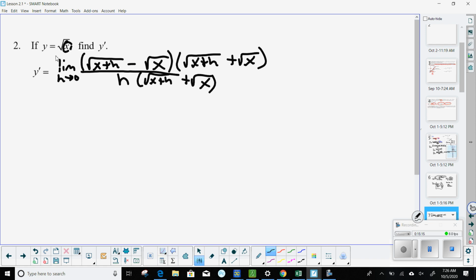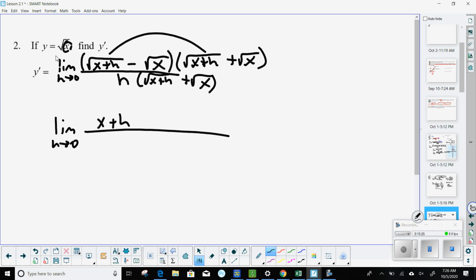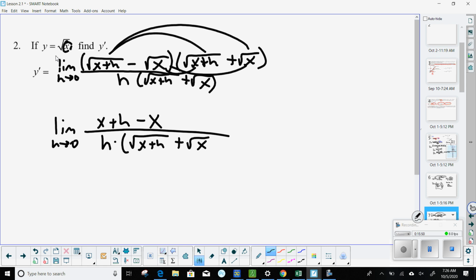Well, what happens up on top, right? When I multiply those together, that gives me x plus h. This is the limit as h approaches 0. So I have x plus h. That's going to be a plus square root of x plus h times the square root of x. This is going to be a minus square root of x plus h times x. They're going to cancel each other out. But I do have a minus square root of x times the square root of x would be the minus x. On the bottom, I still have h times square root of x plus h plus the square root of x. Well, what happens up on top is those cancel out.